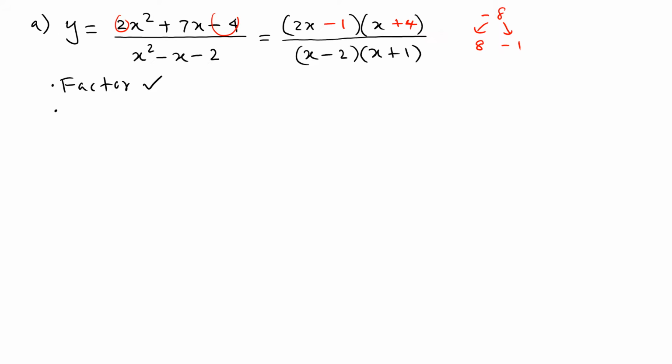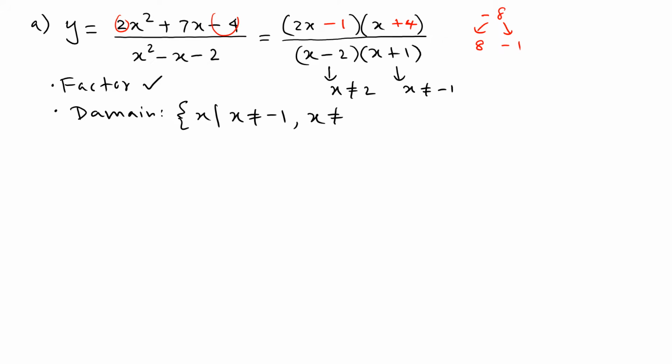Then we're going to find the domain. The domain is coming from the denominator, so we're going to find the zeros. In this case, there are two zeros. One is x not equal to 2 because otherwise you divide by 0. And here it says that x cannot be -1. So the domain is x such that x not equal to -1 and x not equal to 2.